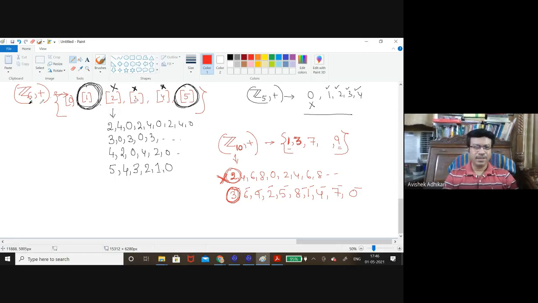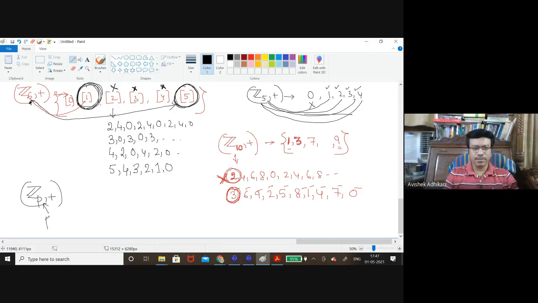See, 6 and 1 is relatively prime. 6 and 5 is relatively prime. Relatively prime means GCD of 6 and 5 is 1. GCD of 6 and 1 is 1. Here GCD of 5 and 1 is 1, 5 and 2 is 1, 5 and 3 is 1, 5 and 4 is 1. So in short, if I write like this, Z_p under addition, where p is my prime.